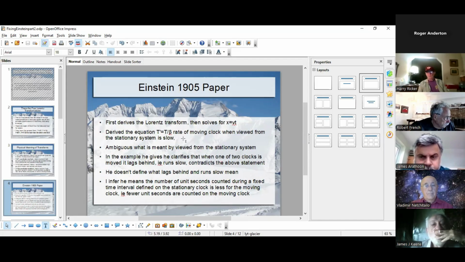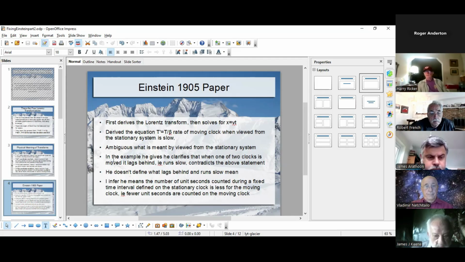That's the coordinate equation. Now this is where it gets a little ambiguous. He says that this time on the clock in the moving frame is viewed from the stationary frame. And this word stationary frame causes confusion, because how did he get this equation by putting in x equals vt? Well, that's kind of a mysterious thing. He doesn't really explain how that happens.